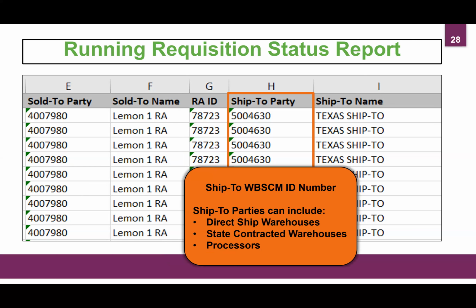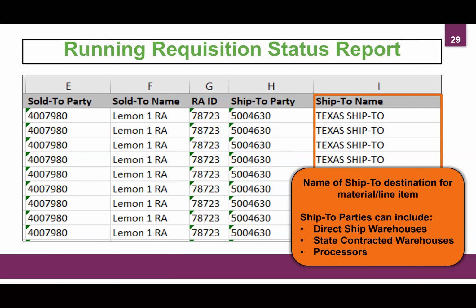Okay, then you see the ship to party. This is going to include the direct ship warehouses, state contracted warehouses, or the processors. And remember that 5,000 code was designated by USDA, so that information will appear there. And then you'll see the ship to, so it'll have the direct ship warehouse, state contracted warehouse, or the processors.